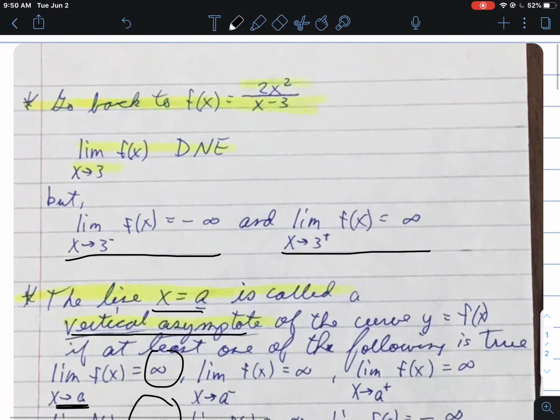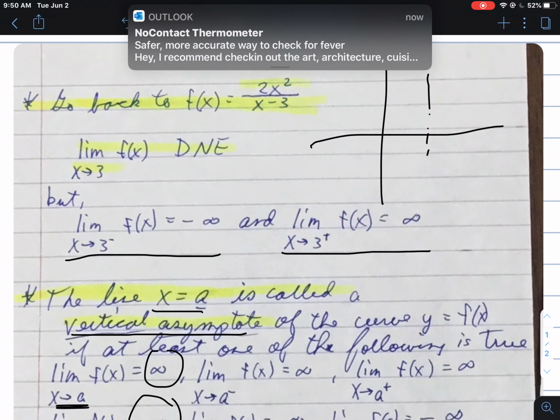I could tell you that, look, on the graph of this function, 2x squared over x minus 3, I know there's a vertical asymptote at x equals 3. How do I know that? Because the limit as x approaches 3 from the left equals negative infinity. I could also justify it by saying the limit as x approaches 3 from the right equals infinity. So notice it doesn't have to be the same. Okay? So if you were to graph this function, you can pull this up on your calculator. We know there's a vertical asymptote right here at 3.